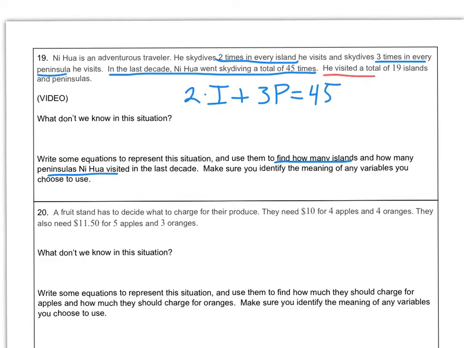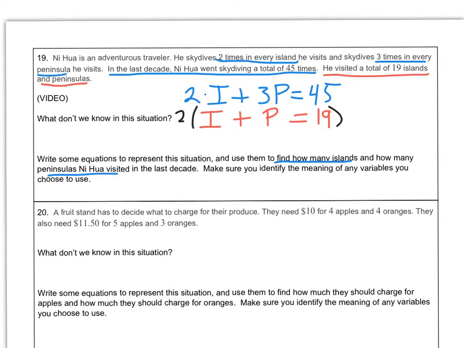The next thing, he visits a total of 19 islands and peninsulas. We often have a lot of trouble with making this equation, so that's going to be islands plus peninsulas is equal to 19. Something about the way that's phrased, since we don't see the math in the sentence, our brain doesn't want to think for that. But as soon as we have this set up, I can see this looks really good for elimination.